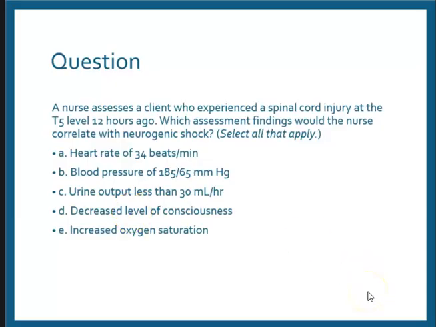Neurogenic shock with acute spinal cord injury is going to manifest with decreased oxygen, symptomatic bradycardia, decreased level of consciousness, decreased urine output, and hypotension. And that is all for your part 1.